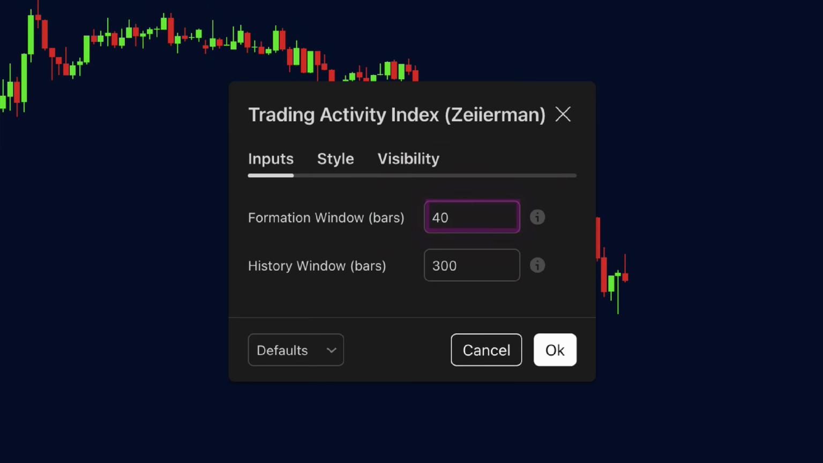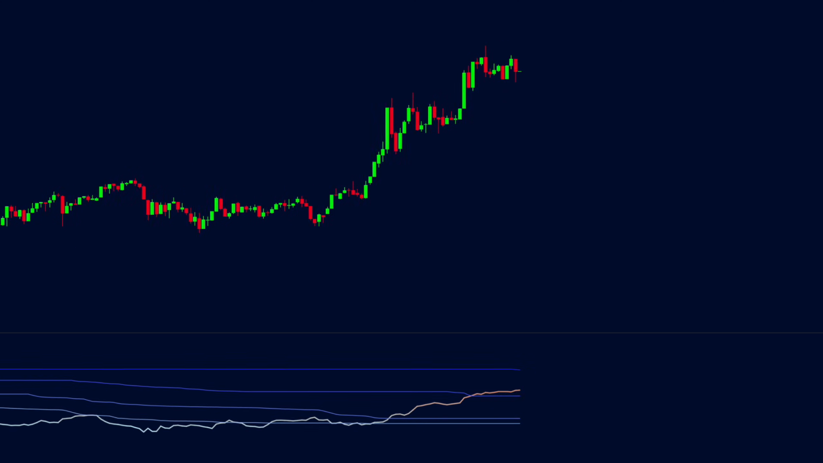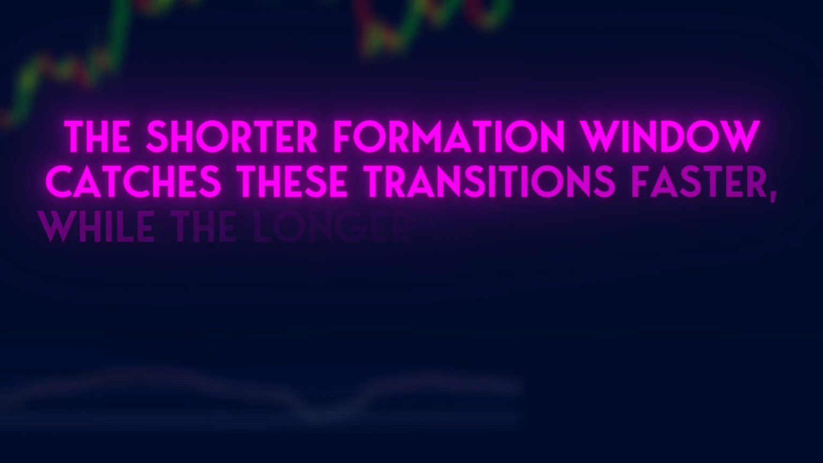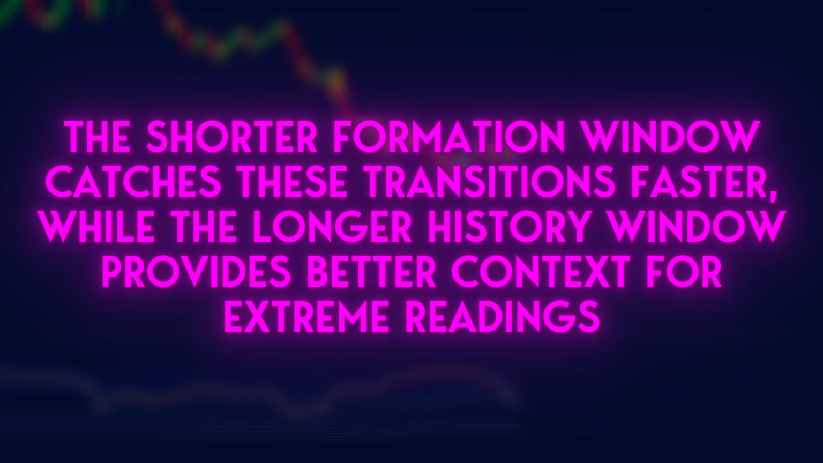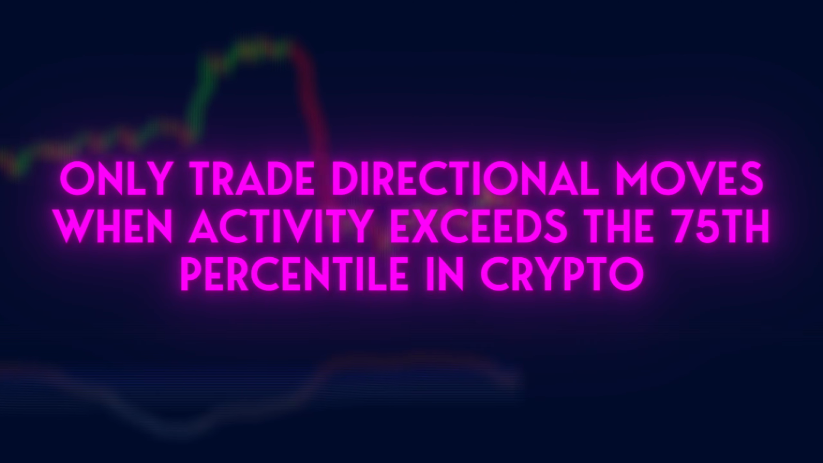For crypto, drop the formation window to 40 bars and bump the history window to 300 bars. Crypto has more volatile participation patterns with rapid shifts between high and low activity periods. The shorter formation window catches these transitions faster, while the longer history window provides better context for extreme readings. Only trade directional moves when activity exceeds the 75th percentile in crypto.